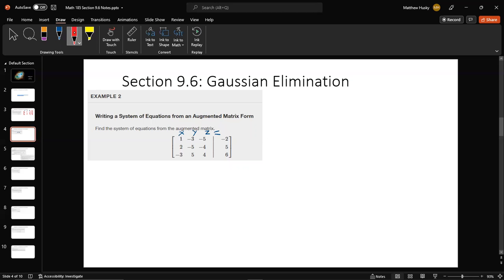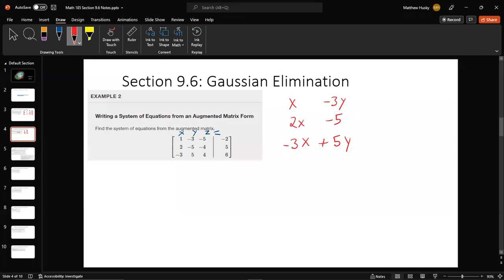So if you're going to turn this into a system, the x's, you've got 1, 2, -3. If it's a 1, usually you don't bother to write it. So you're going to have x, 2x, -3x. So all of those numbers get an x attached to them. Next, you're going to have the y's. You're going to have a -3y, a -5y. You do need to put a plus sign here. Don't just write 3x, 5y. You do need a plus or minus sign separating each of them.